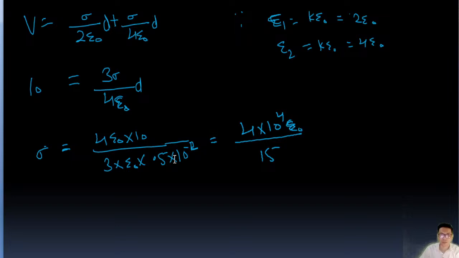Now we will find polarization P1. Polarization we know, P equals alpha E, where alpha is constant and that value is epsilon 0 chi e. Here chi e is 2 minus 1, so this is going to be epsilon 0 times (2 minus 1), since the dielectric constant is 2.